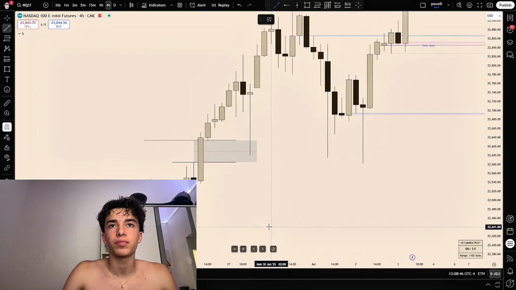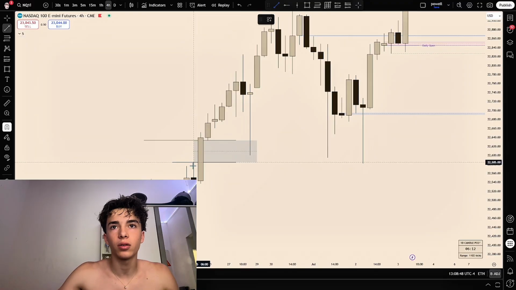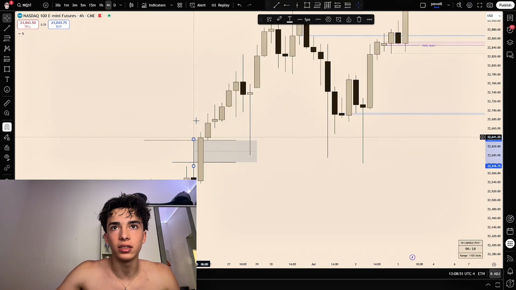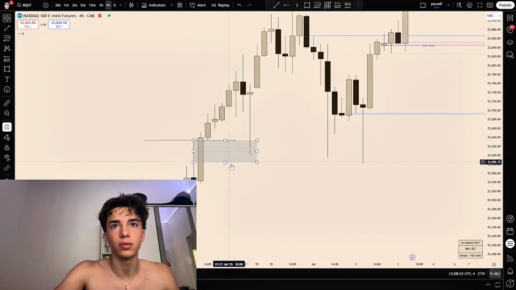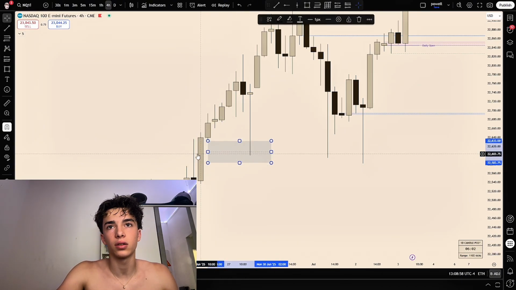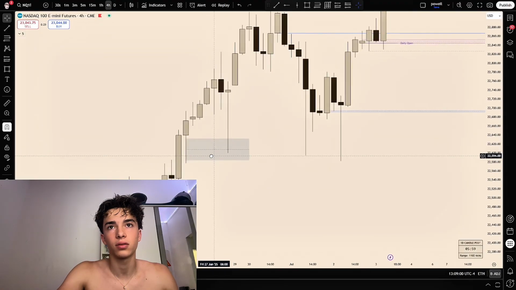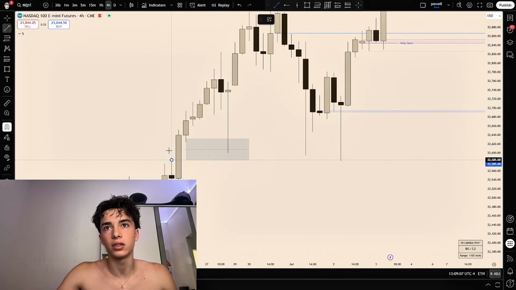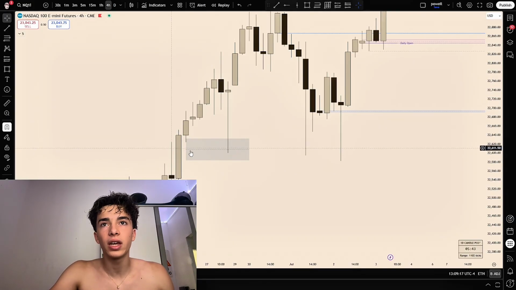Basically, if the wick was like this, it wasn't a fair value gap. Same thing if the wick was here. Or maybe if the wick was like this, let me do this. Okay, sorry. See, we don't have the void here.